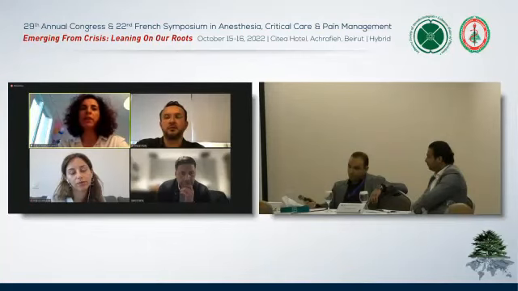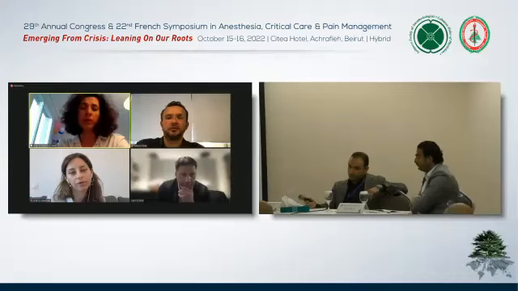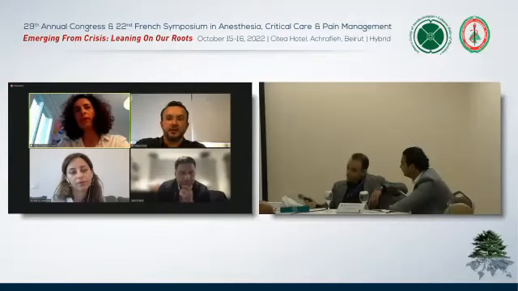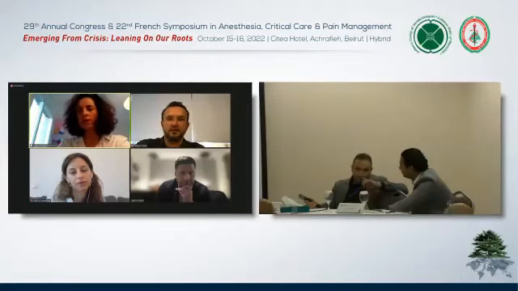to do these sphenopalatine blocks alone at home when they have a migraine crisis. So I think there are studies going on now to show the association of both types of blocks. But what's important to note is really the simple way of doing this block with quite an interesting result on pain afterwards.